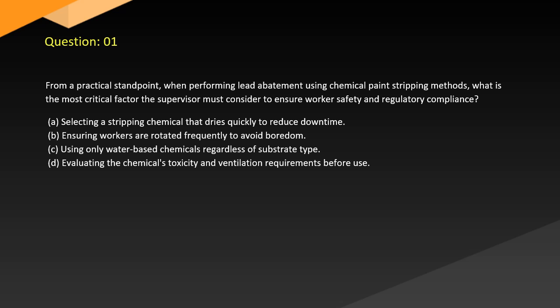Question 1. From a practical standpoint, when performing lead abatement using chemical paint stripping methods, what is the most critical factor the supervisor must consider to ensure worker safety and regulatory compliance? A. Selecting a stripping chemical that dries quickly to reduce downtime. B. Ensuring workers are rotated frequently to avoid boredom. C. Using only water-based chemicals regardless of substrate type. D. Evaluating the chemical's toxicity and ventilation requirements before use.